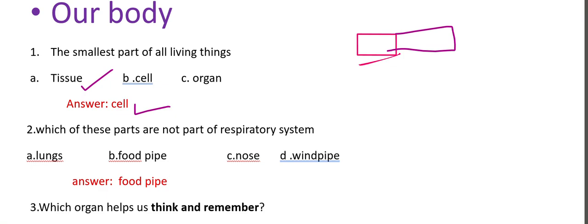Dear kutti patalam, today we are going to learn some of the basic things related to our body. You have learned so many things regarding your body, so I'm just going to discuss some of the main questions which may come for your Olympiad exam.